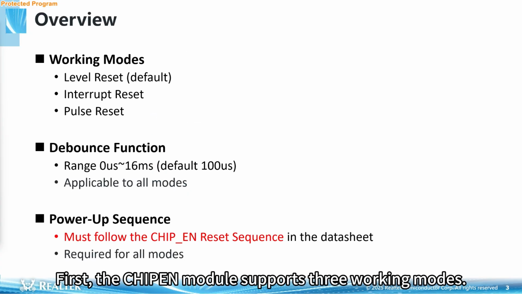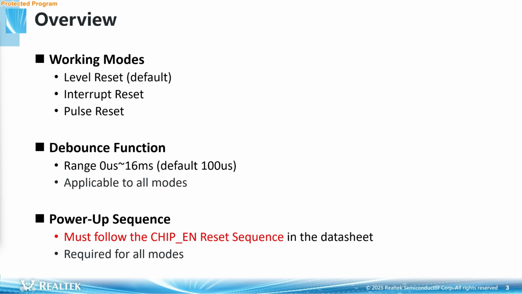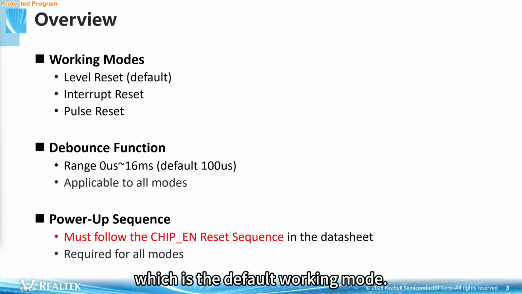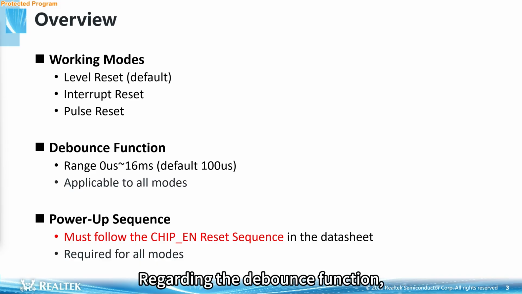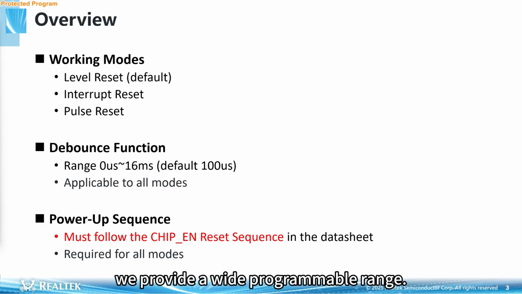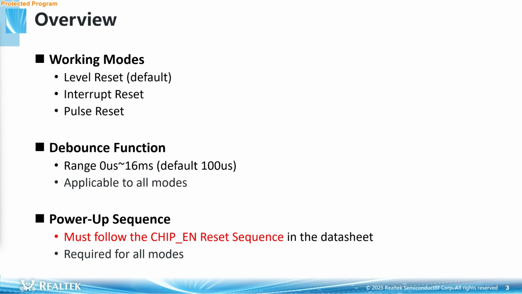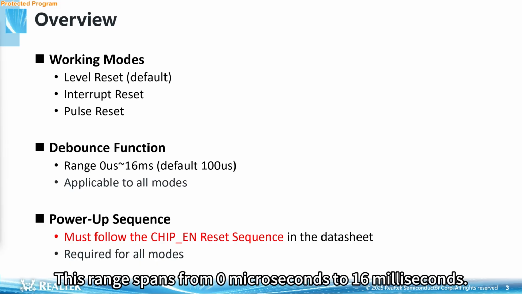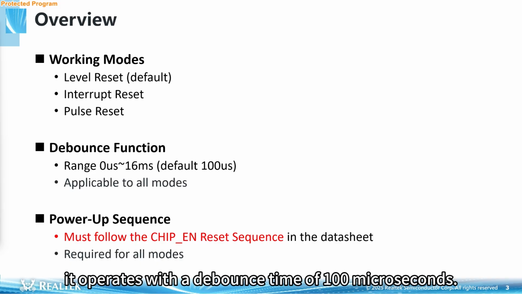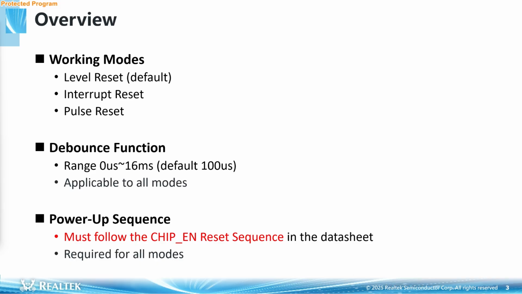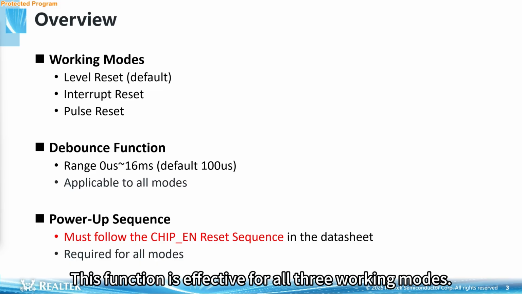First, the chip-in module supports three working modes. They are level reset, which is the default working mode. Then there are interrupt reset and pause reset. Regarding the Debounce function, we provide a wide programmable range. This range spans from 0 microseconds to 16 milliseconds. By default, it operates with a debounce time of 100 microseconds. This function is effective for all three working modes.